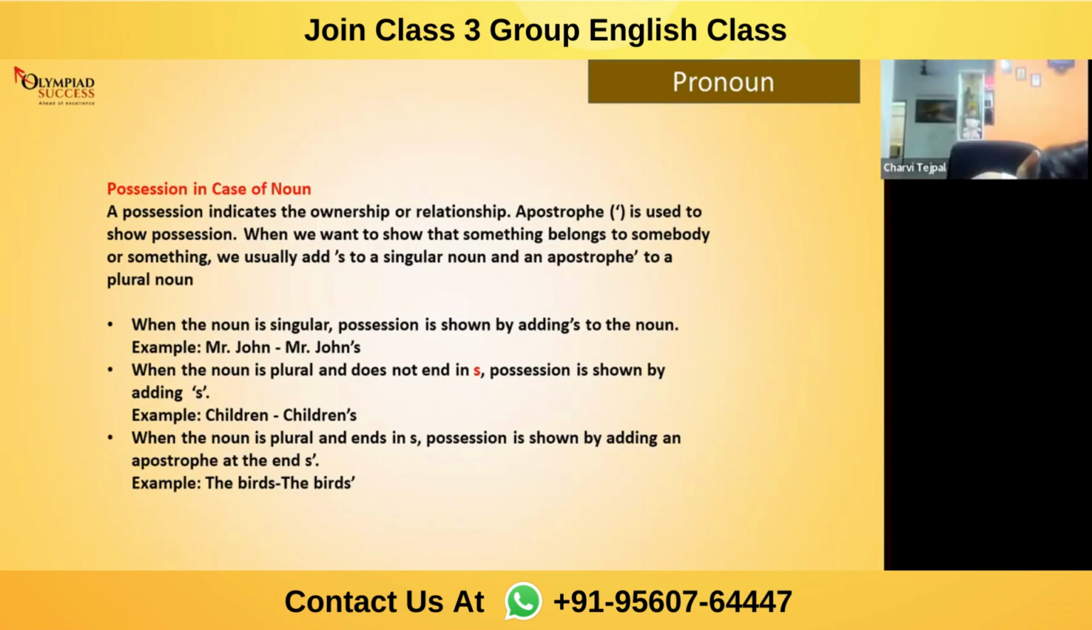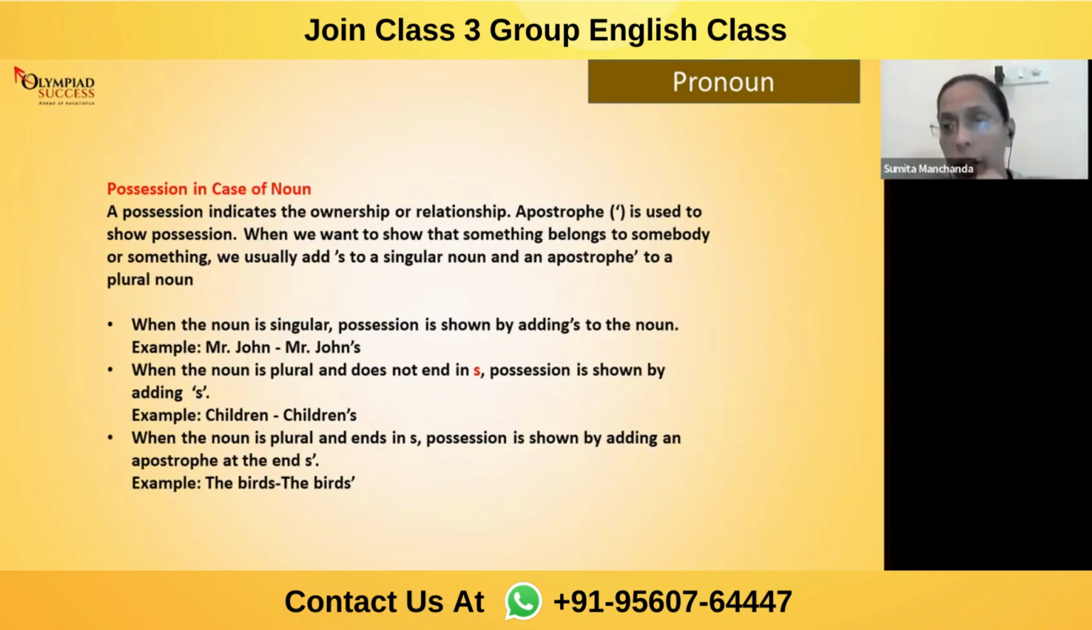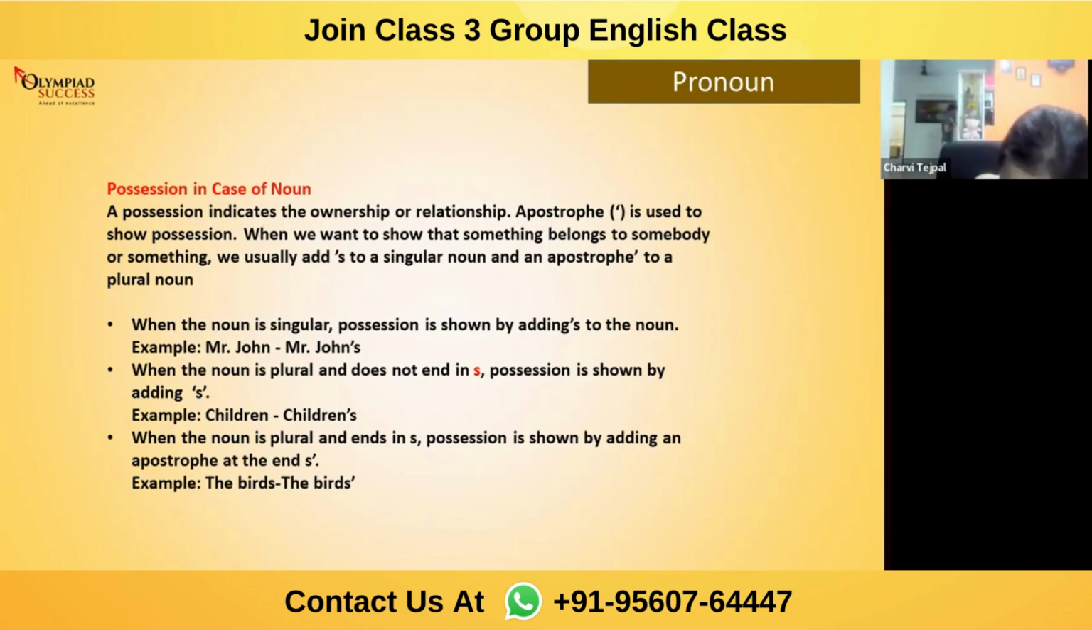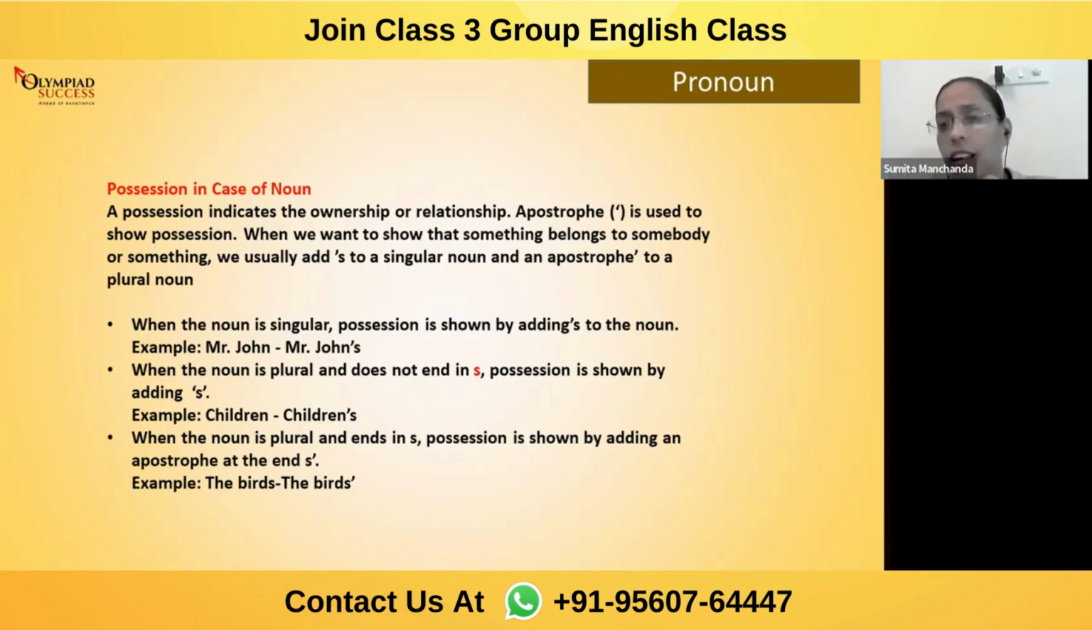Beta, we use apostrophe before the S when we are talking about singular one. See, Mr. John. If I say Mr. John's car, so, Navya, I'm talking about one or many? Mr. John is one or many?